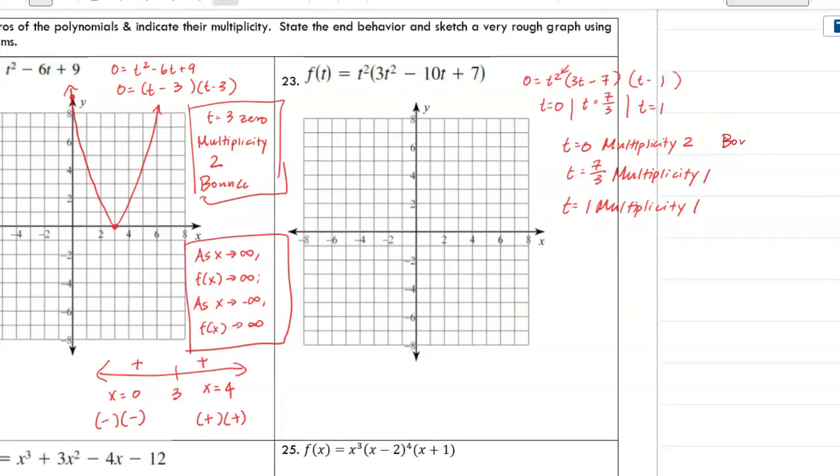Okay, so in these cases, we know here it's going to bounce, pass through, and pass through. I don't even know how to spell pass through. Pass through. Yeah.